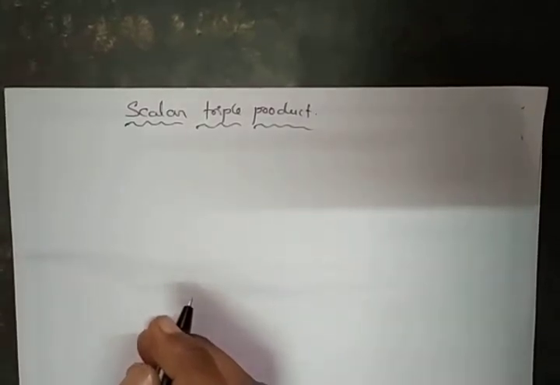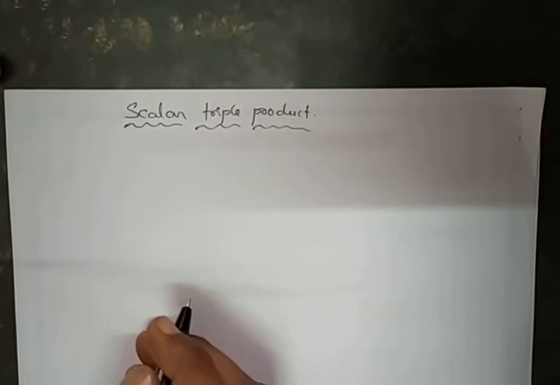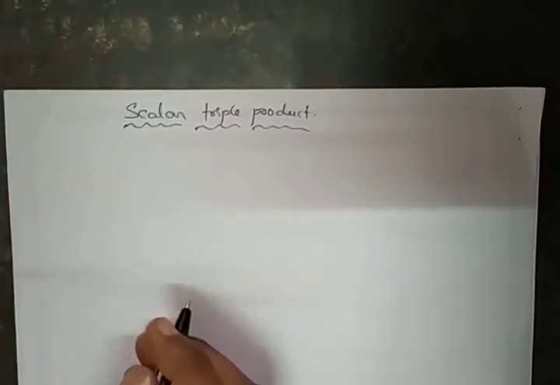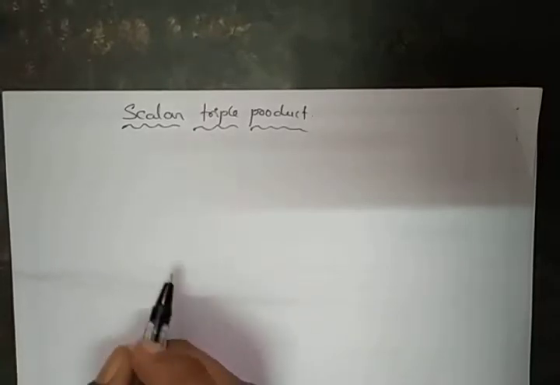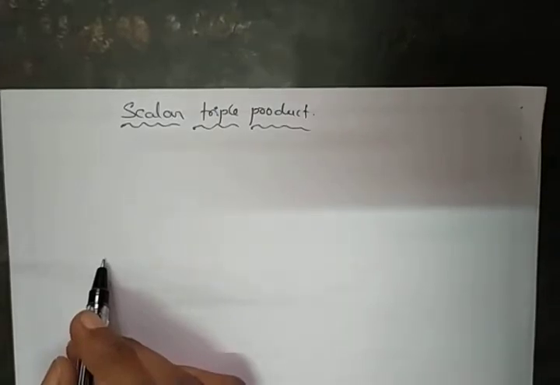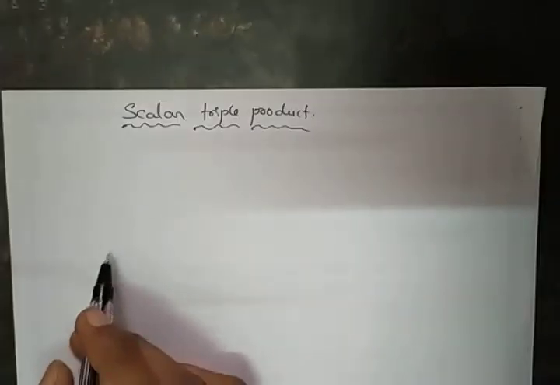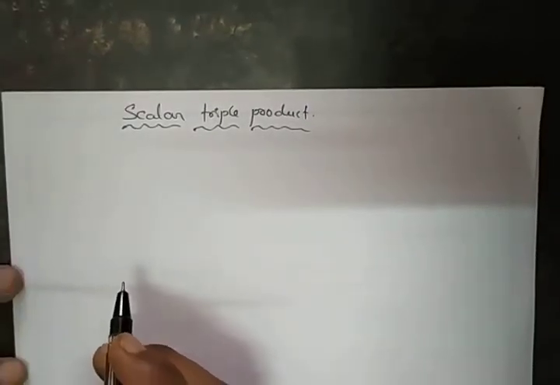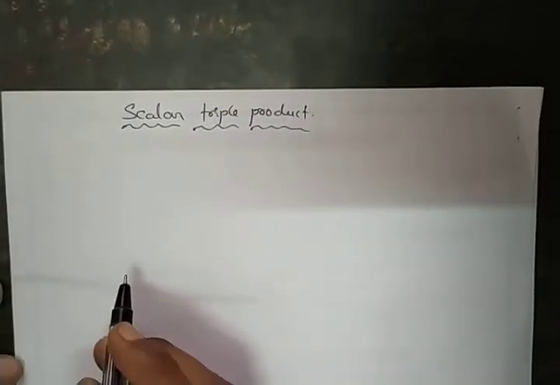In our previous class, we discussed the problems based on cross product, and we also learned how to find the value of the determinant. Based on the determinant concept, here we have the scalar triple product. The determinant method is also going to be used in scalar triple product. First of all, what is meant by scalar triple product?